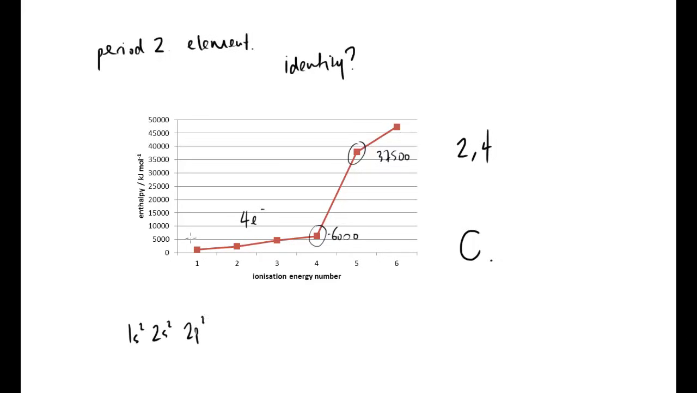We're removing 2p2, 2p1, 2s2, and the 2s1, and then we jump into that next energy level, and there's our 1s2 and our 1s1. That's a big difference, and you can see that huge increase in energy required to remove that electron versus this one.